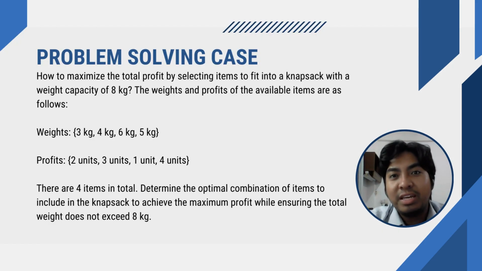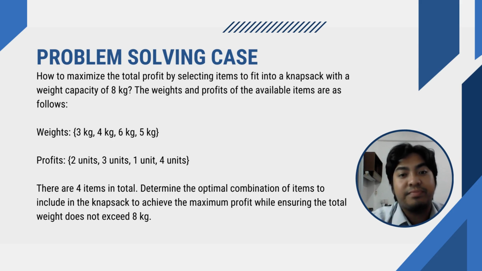Okay, so the problem solving case that we have is how to maximize the total profit by selecting items to fit into a knapsack with a weight capacity of 8 kg. The weights and profits of the available items are as follows. The weights are 3 kg, 4 kg, 6 kg, and 5 kg. The profits are 2 units, 3 units, 1 unit, and 4 units. So there are 4 items in total. Determine the optimal combination of items to include in the knapsack to achieve the maximum profit while ensuring the total weight does not exceed 8 kg.